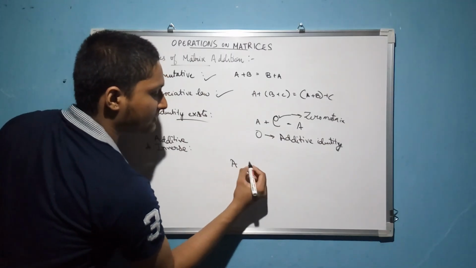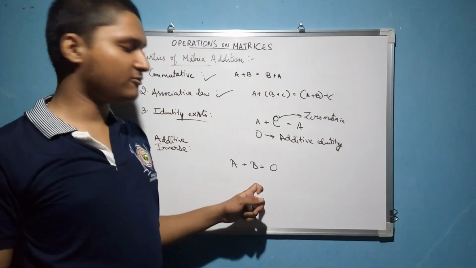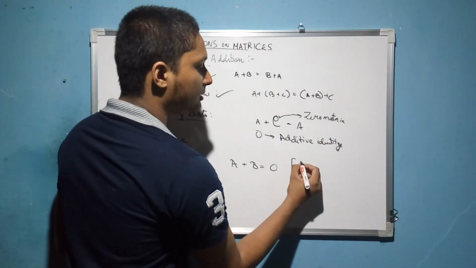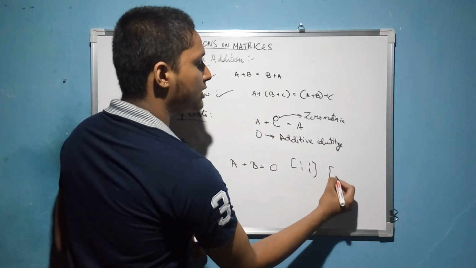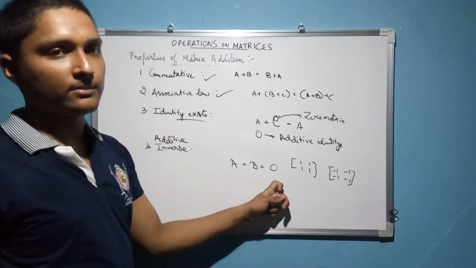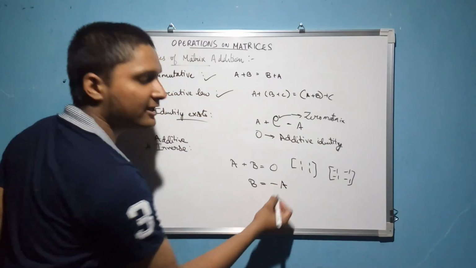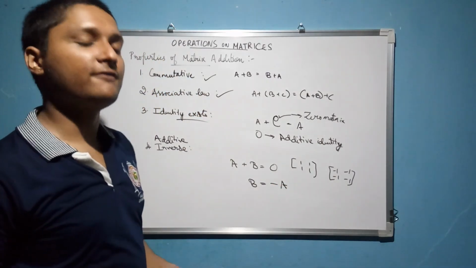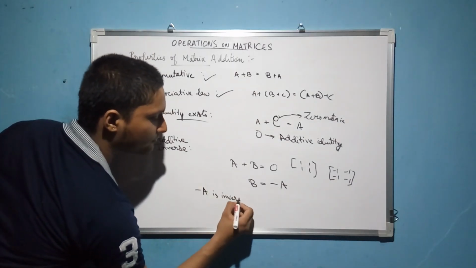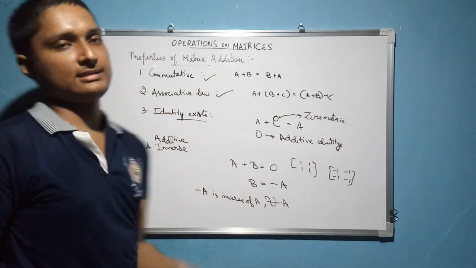So if I have A and maybe one more element B, A plus B should be equal to 0. That means every element of B should have the opposite sign of the elements present in A. So if I have A to be 1, 1, 1, 1, then B should be minus 1, minus 1, minus 1, minus 1, so that its addition is going to be the 0 matrix. Therefore, B can be written as minus A, minus 1 into A, that is the negative of A. Therefore, minus A is the inverse of A for every A in the set.